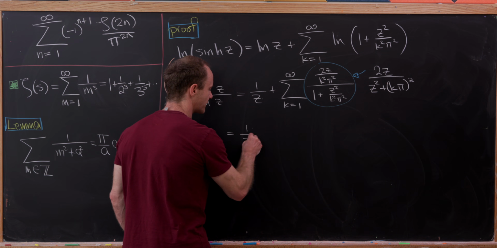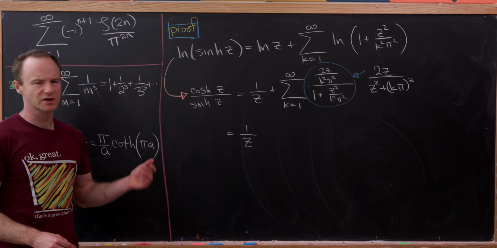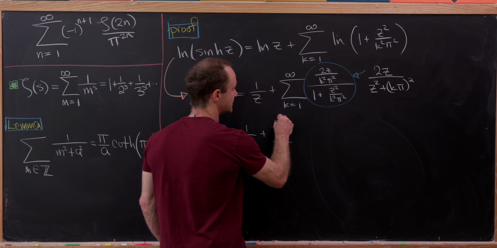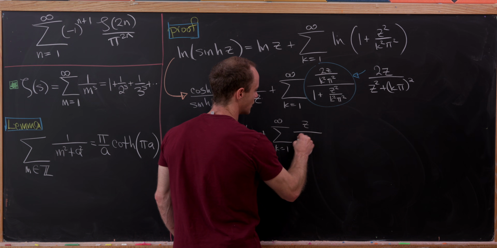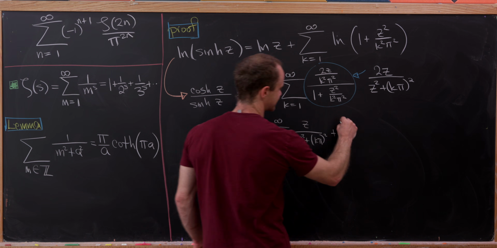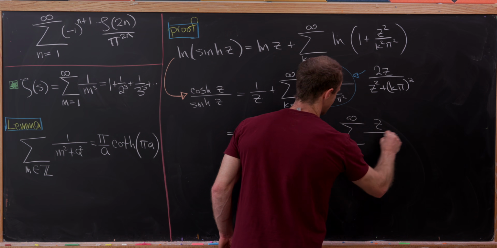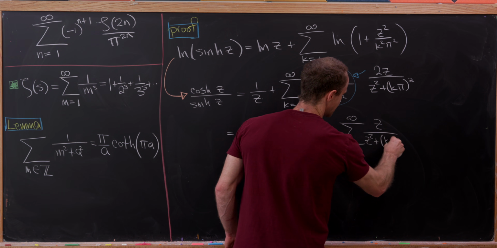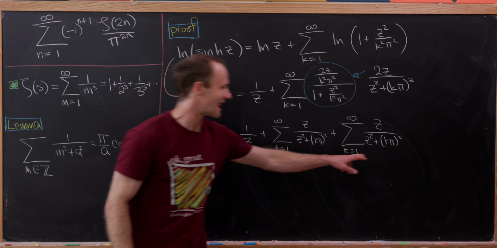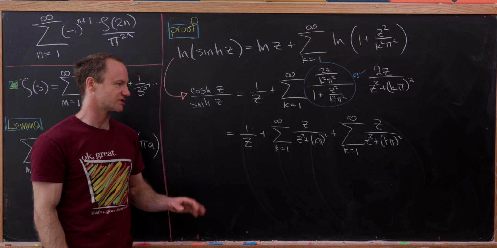I'll bring this 1 over z down, and then I'm actually going to split this into 2 sums, but those sums are going to be the same. So we're going to have the sum as k goes from 1 up to infinity of z over z squared plus k times pi squared, and then we'll have another sum. Again, it'll go from k equals 1 to infinity of the same thing, z over z squared plus k times pi squared. So nothing fancy happened there. But now let's notice that every appearance of k, which is the index of summation inside of that sum, is in fact squared.